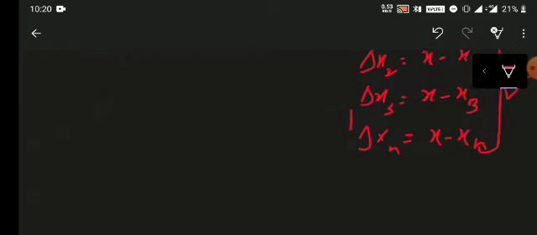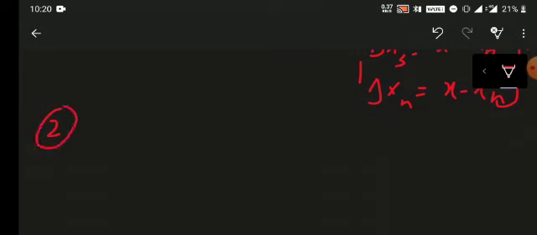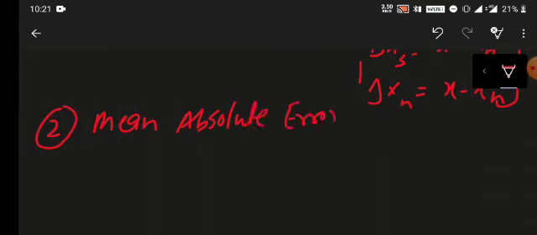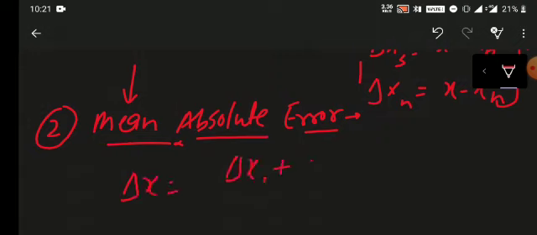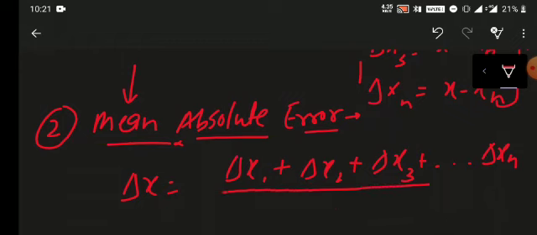The next type of error is the mean absolute error. How can you find the mean absolute error? The word mean means average, so you take the average of the absolute errors: delta x bar is equal to delta x1 plus delta x2 plus delta x3 and so on, divided by the number of times the experiment was performed. This is called the mean absolute error.